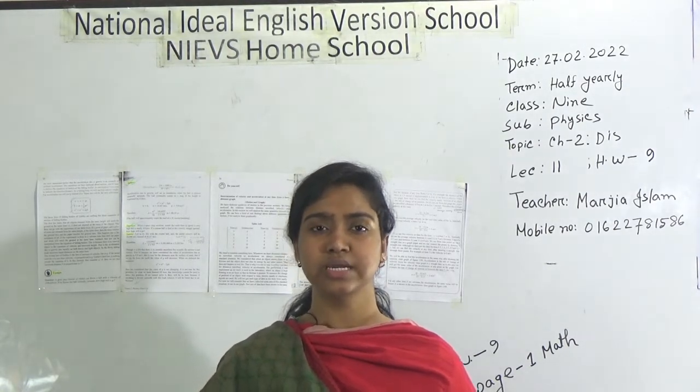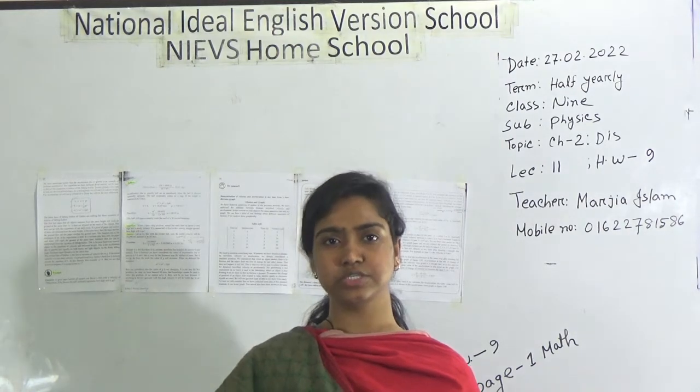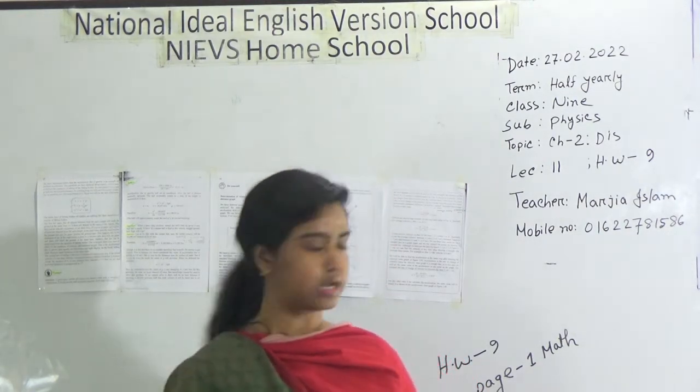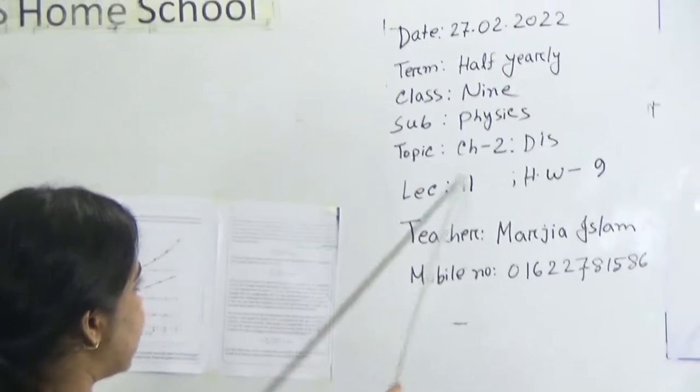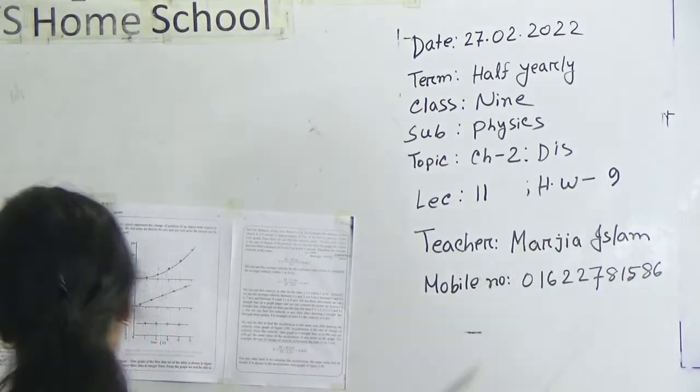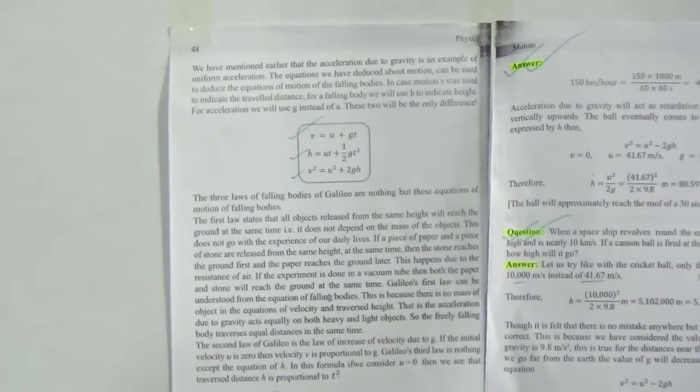Now I am going to take a physics class for class 9. Our today's topic is Chapter 2 discussion, lecture number 11 and homework number 9. Today is the last part of this chapter. Our chapter name is Motion, and this is our third and last part. Now we start from page 49.